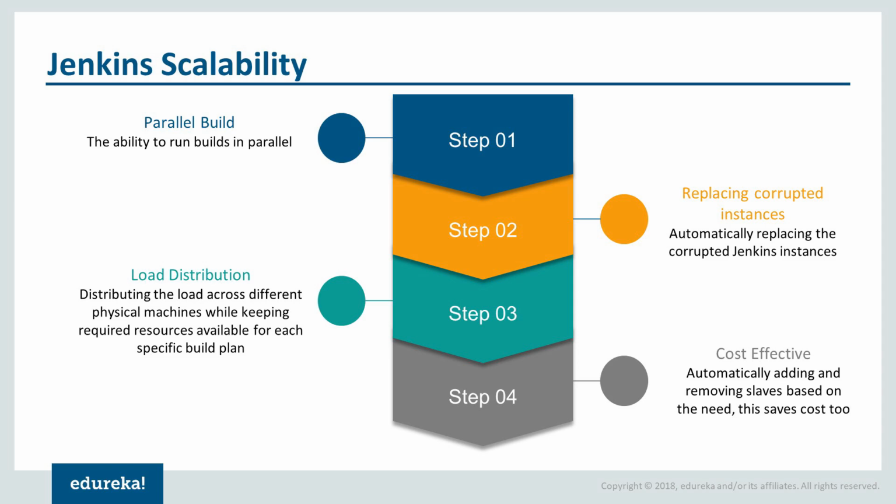Of course, it is cost effective as well because you have an option of adding and removing the slave instances on demand. So you don't have to keep the slaves running. You can actually add them on demand, and then once the job is over, you can capture the output, and then you can just go ahead and delete those build slaves. So all these things can be automated with the help of Jenkins.